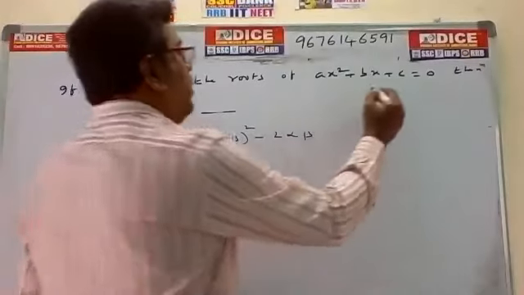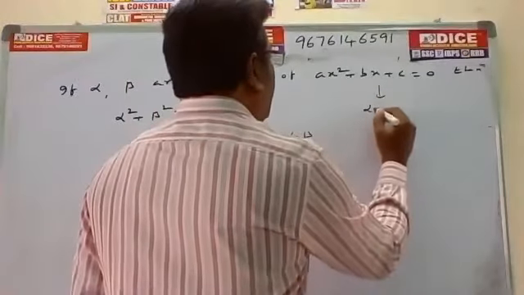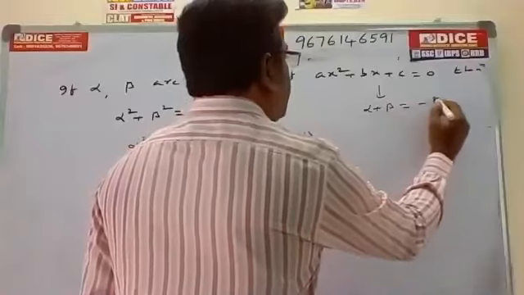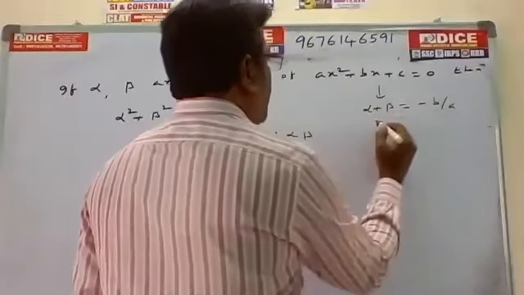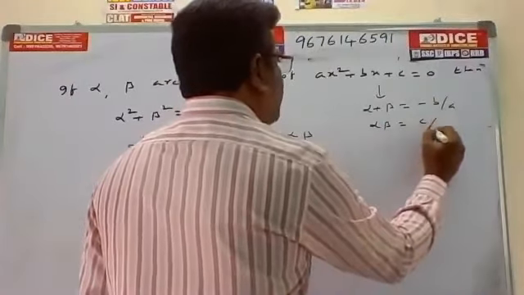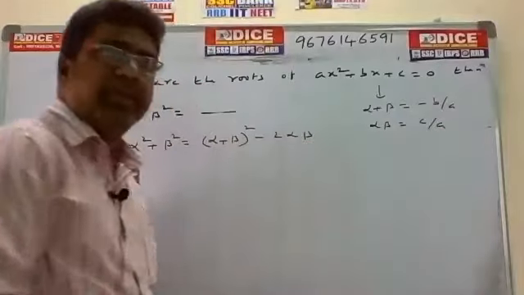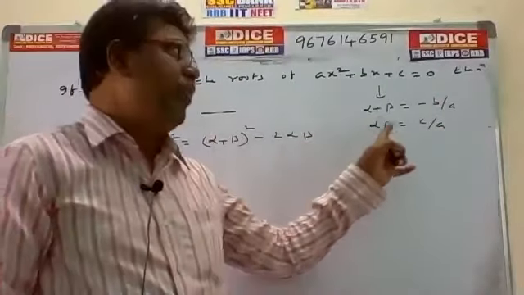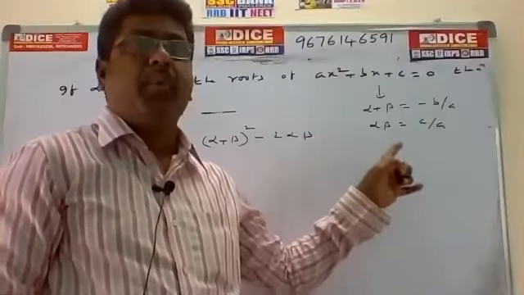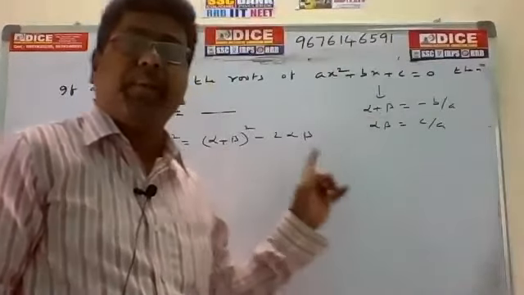So here, in this equation, the sum of the roots formula is alpha plus beta is equal to minus b by a. Product of the roots alpha into beta is equal to c by a. So our equation is: sum of the roots alpha plus beta is equal to minus b by a, and product of the roots is c by a. Now we can apply it.